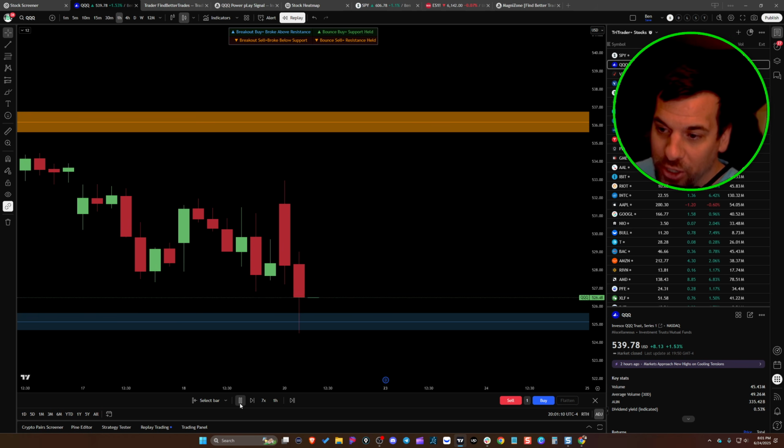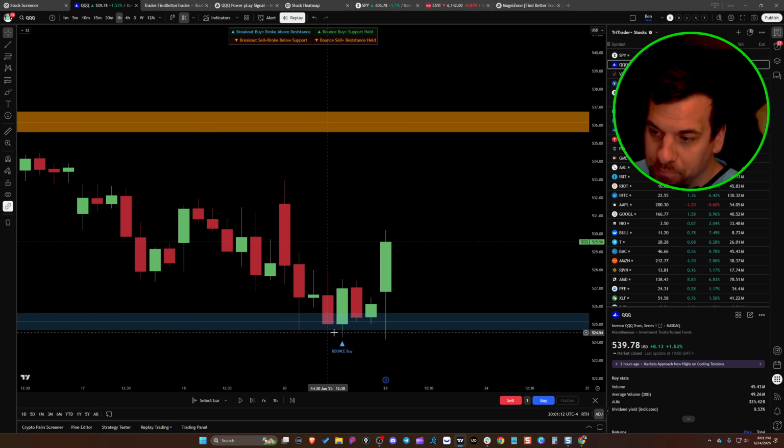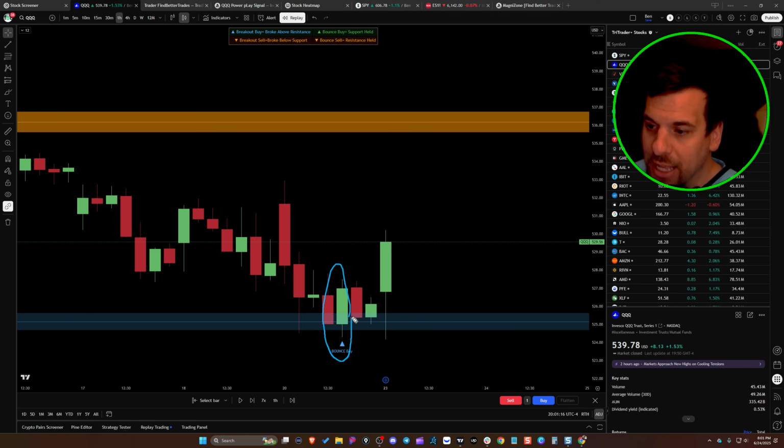So check this out. I'm actually going to show you two trades that it did. So this is a bounce trade on the QQQ. And this is the time frame that I recommend. It's an hourly time frame. So this would have been a nice buy entry right here.